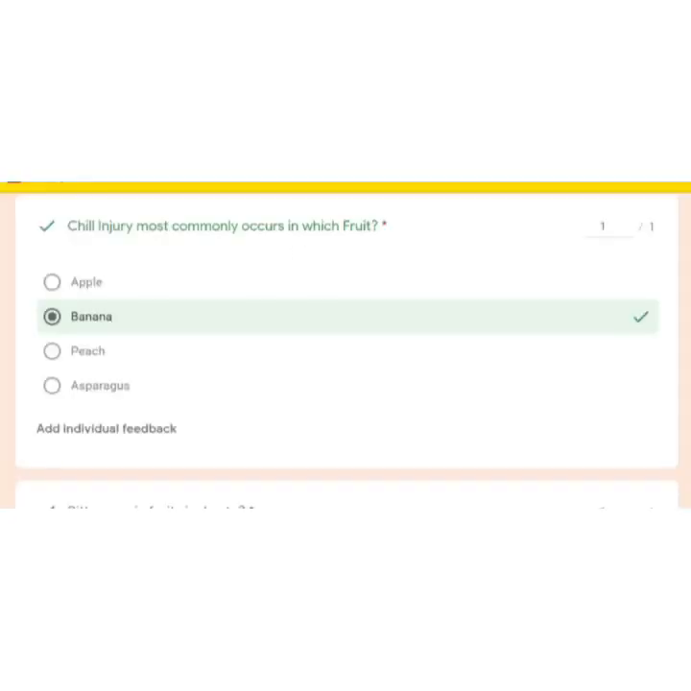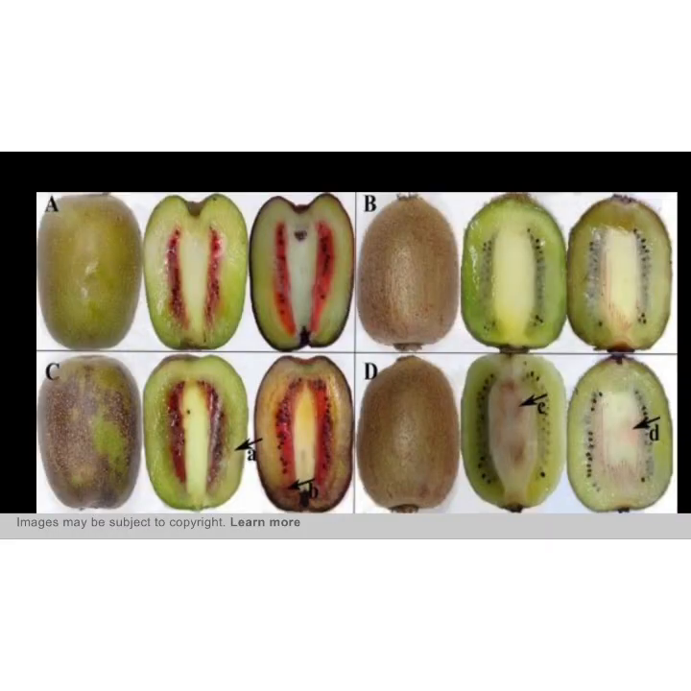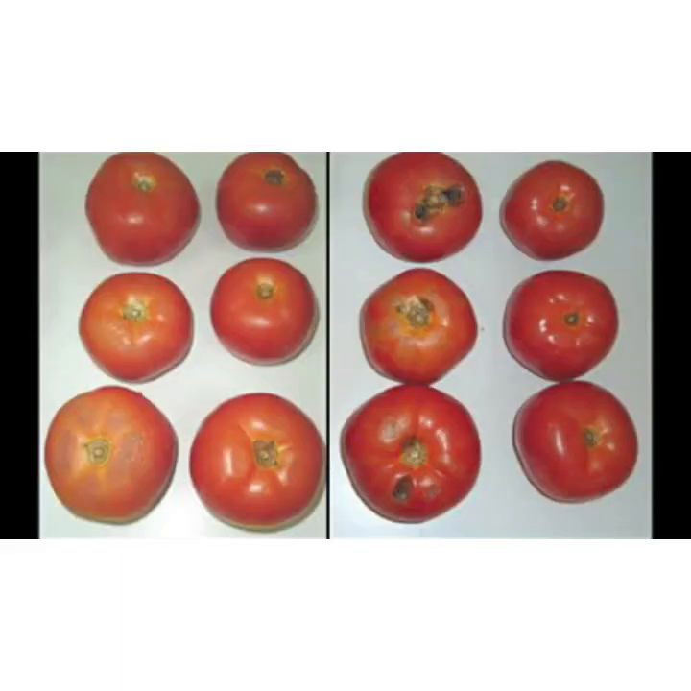Question number 3 asked: chill injury mostly occurs in which fruit? To answer this question, I'll first explain what chill injury is. Chill injury is basically a defect seen in some fruits and vegetables at temperatures above the freezing temperature, which can be around 0 to 1 degree Celsius.